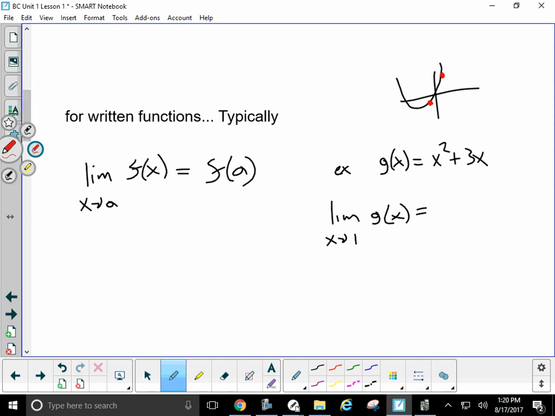Typically, limits and function values are the same. So if you want to find the limit as x approaches 1 of g of x, you just need to find g of 1, which is 1 squared plus 3 times 1, which is 4.